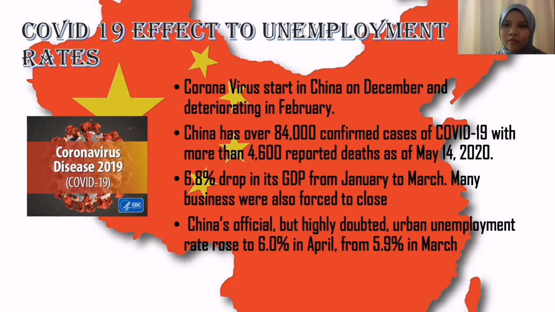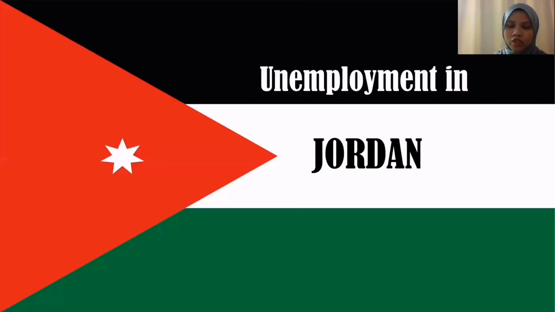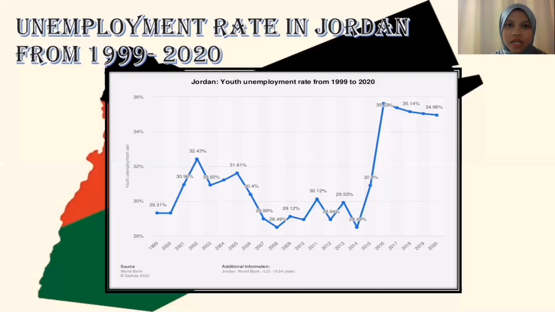So we move to unemployment in Jordan. Jordan is one of the OIC members. Here is the unemployment rate in Jordan from 1999 to 2020. Here we can see the highest unemployment rate is in the year 2016, which is 35.63%, and the lowest in 2008 and 2014, which is 28.49%. So let's see what happened in 2016.